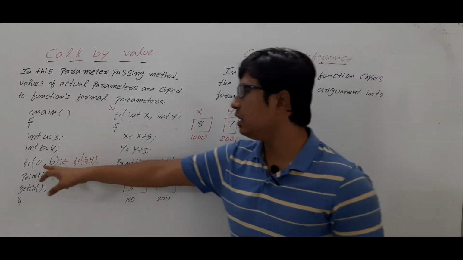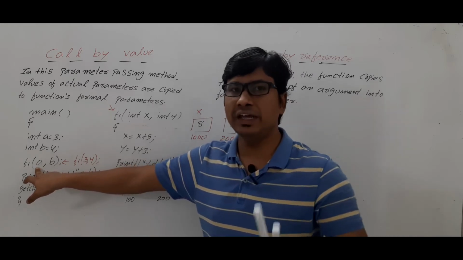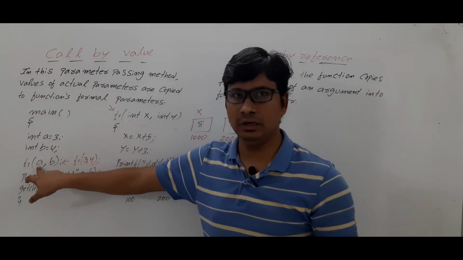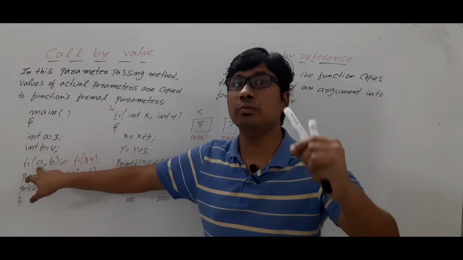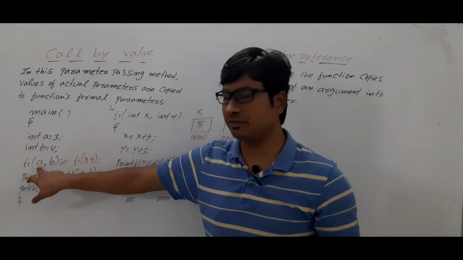Here we are passing the values. That's why it is called as call by value. Whereas in the call by reference, we will pass the address of the variable. Okay, so that's why it is called as call by reference. Address is nothing but the reference. So that's why it is called as call by reference concept.